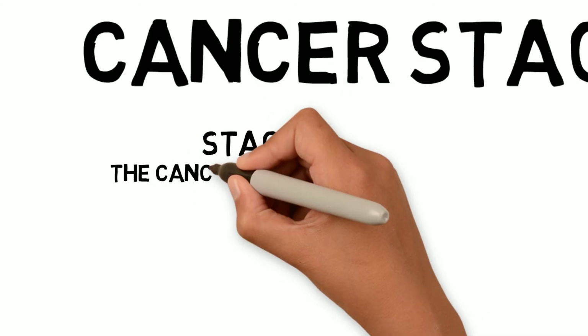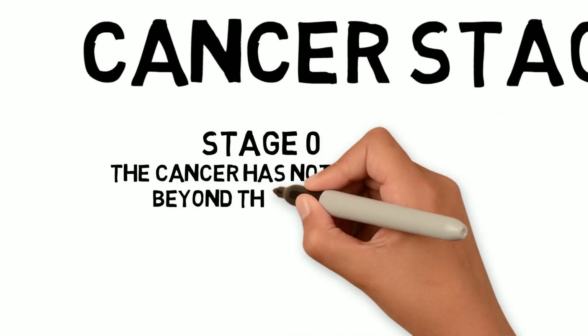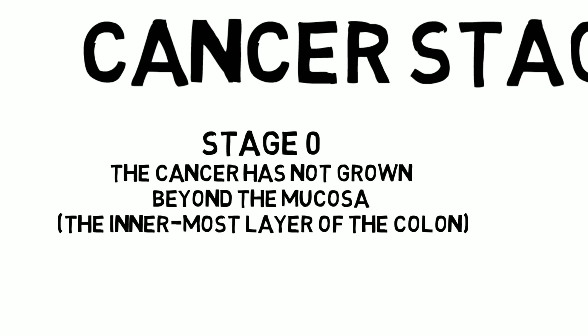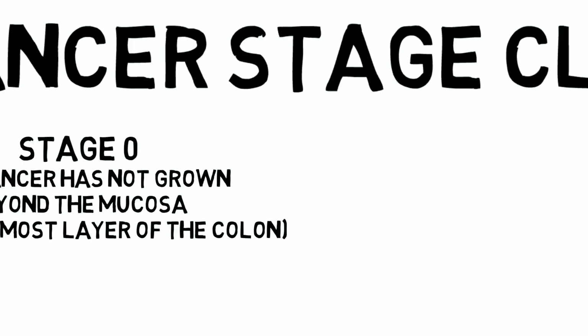Cancer stage classifications. The disease is classified even further and assigned a number or a letter to indicate the extent of the disease. The classifications are based on the structure of the colon and how far the cancer has grown through the layer of the colon wall. Stage 0 is the earliest form of colon cancer, and this means it has not grown beyond the mucosa or the innermost layer of the colon.